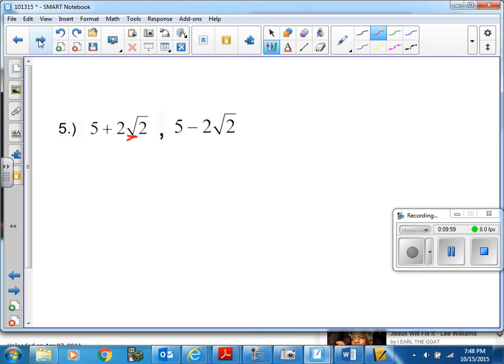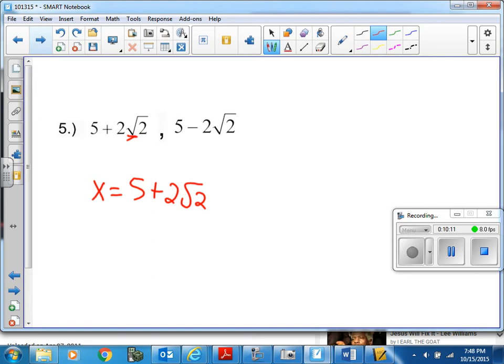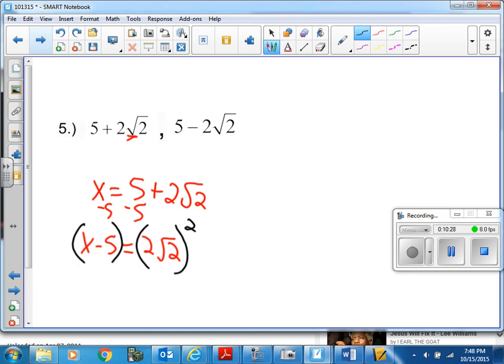Okay, so I'm going to start, and we have x equals 5 plus 2 radical 2. A little different process. You're not really necessarily working backward. You kind of are, but not as much. I'm going to subtract 5 on both sides. I'm going to have x minus 5 equals 2 radical 2. Now, that 2 radical 2 is getting in my way. So how can I get rid of a radical? Well, the opposite of taking the square root is just a square. So I can square both sides.